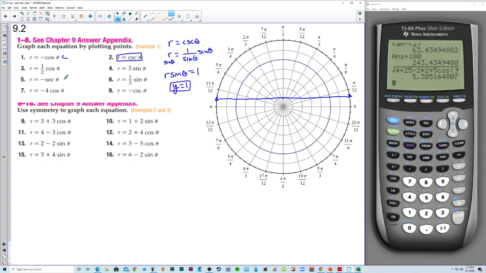When you have, is there a secant example? So this is a horizontal line. This is going to be a vertical line. This is a circle. This is going to be a horizontal line, circle, circle.